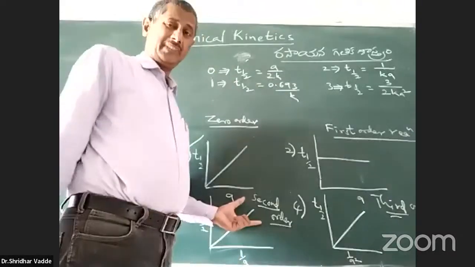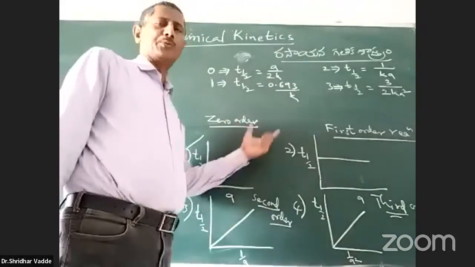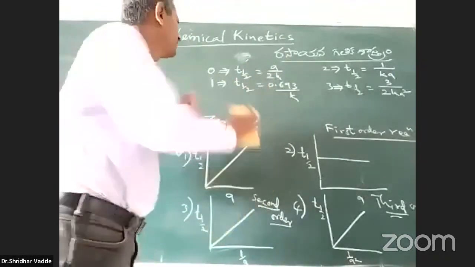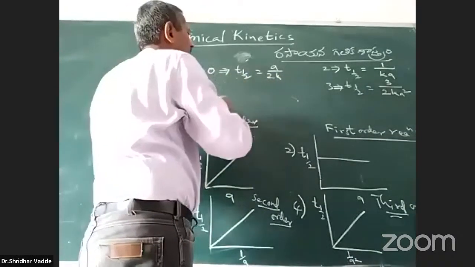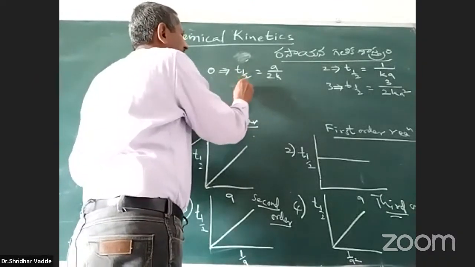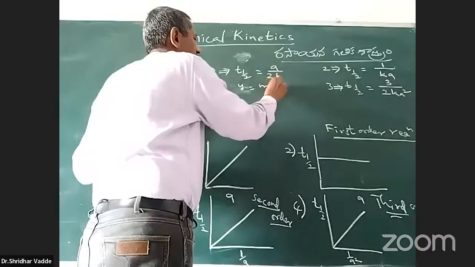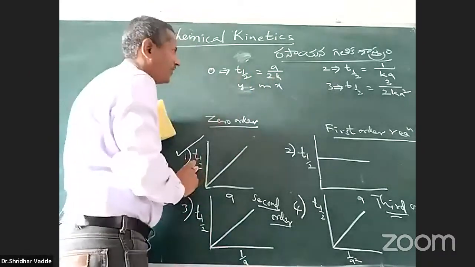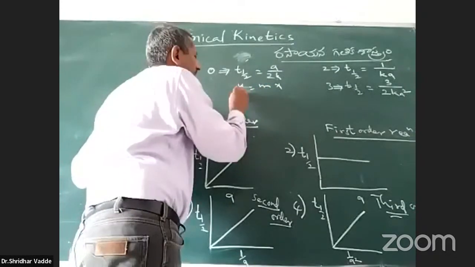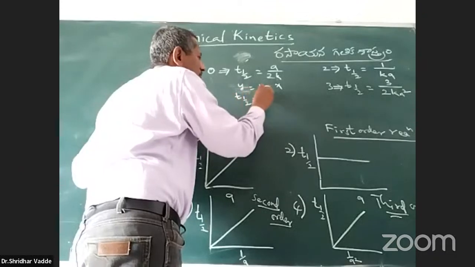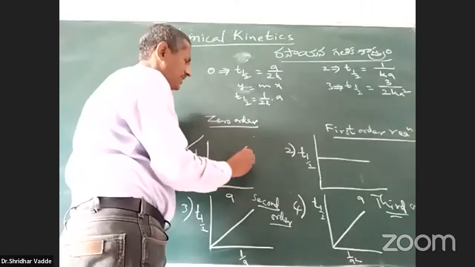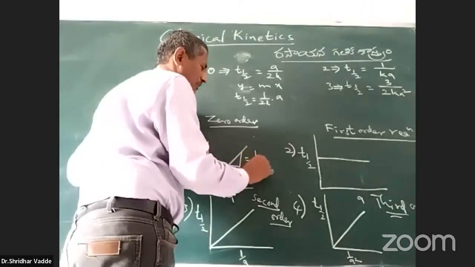So this is very important. For the graph, we are expecting questions. t1/2 is equal to 1 by 2k into a. This is like y is equal to mx, where y is t1/2. So the slope equals what? 1 by 2k.